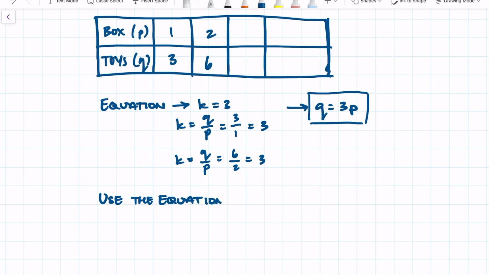And let's say that we want to find out what 3 and 4 are. Using the equation, you know that Q is equal to 3P. We're going to put that. And therefore, if P is equal to 3 first, then we're going to have Q is equal to 3, and then you plug in the P there, times 3. If you do the math there, 3 times 3 is 9. Therefore, the Q must be 9.